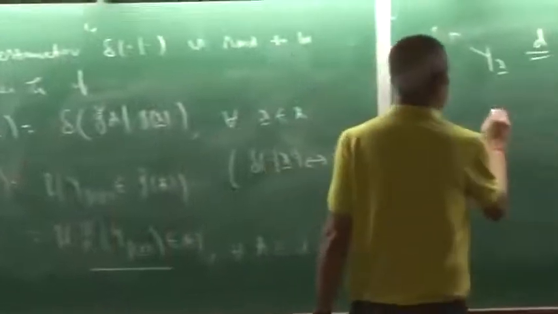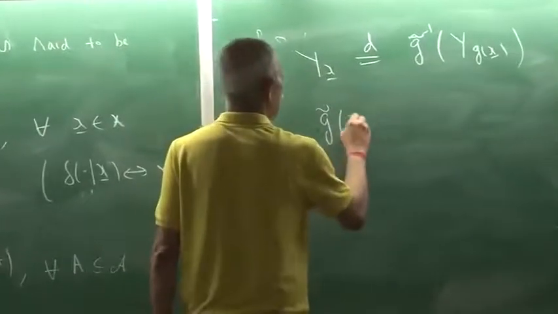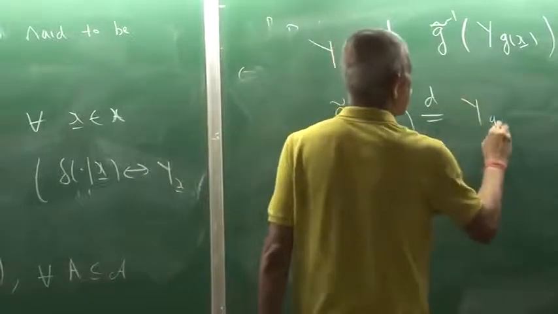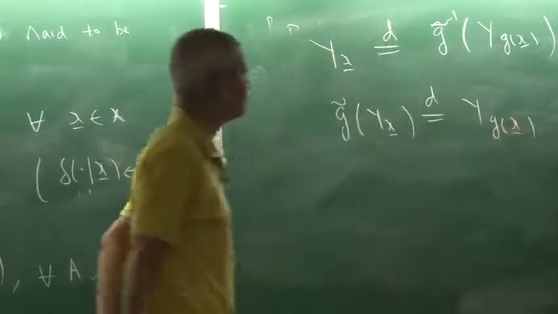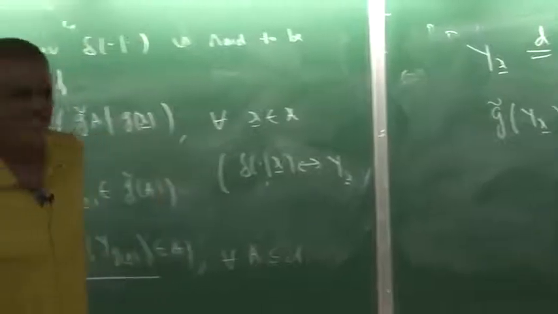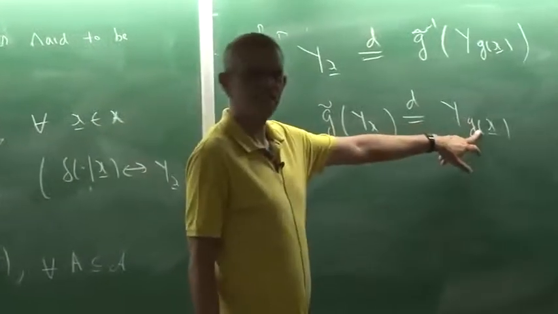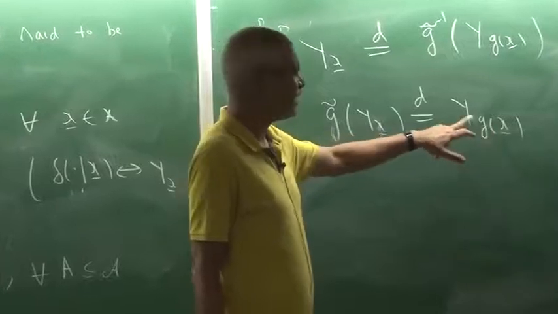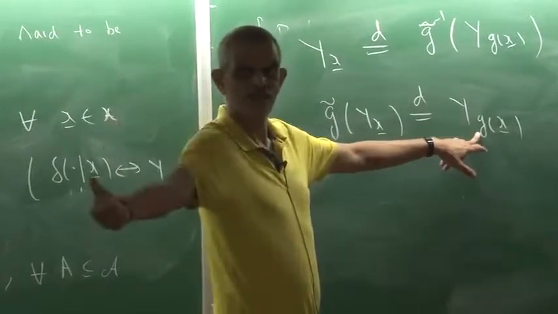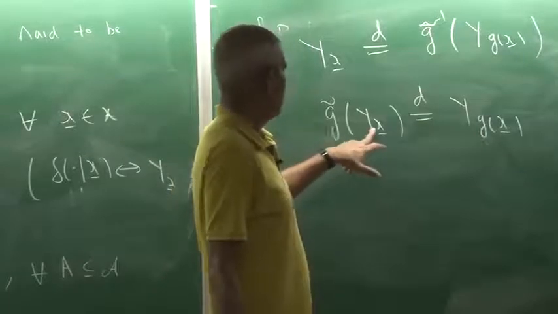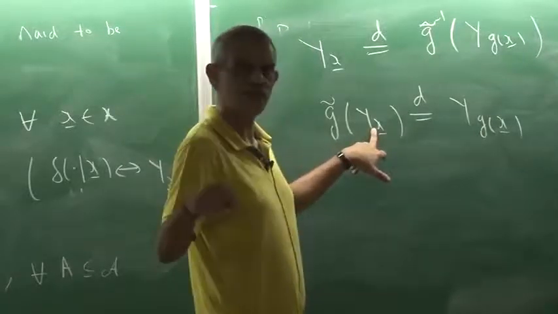So this is equivalent to saying that g tilde of Y_x has the same distribution as Y of g(x), which makes intuitive sense, because what is Y of g(x)? This is a random variable for the second problem. It will have a certain distribution. Y_x is nothing but a random variable in the first problem.